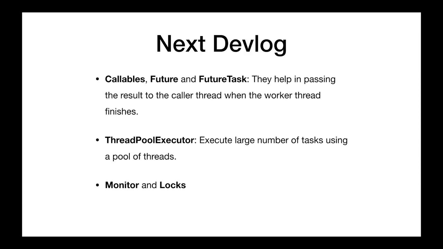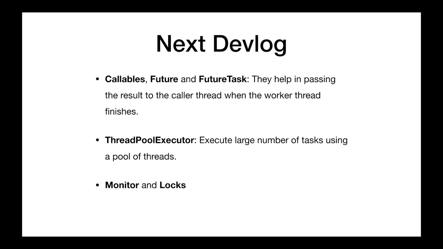I hope you have enjoyed this tutorial. In the next tutorial we will cover callables, future and future tasks. All of these help in passing the result to the caller thread when the worker thread finishes. As we saw in runnable, when the run method is executed, in thread also, nothing is passed from that thread to the calling thread. So callables help resolve this problem.